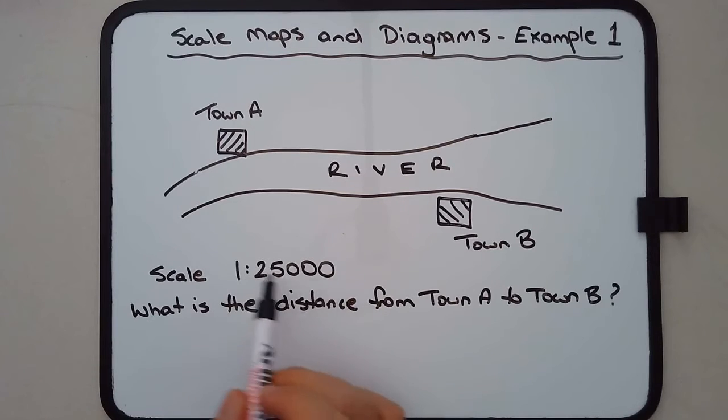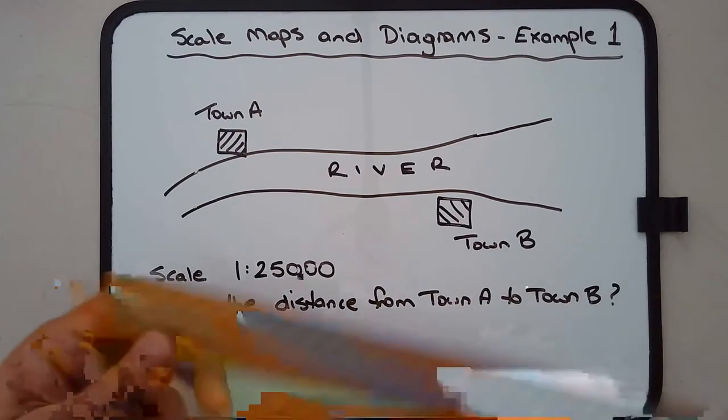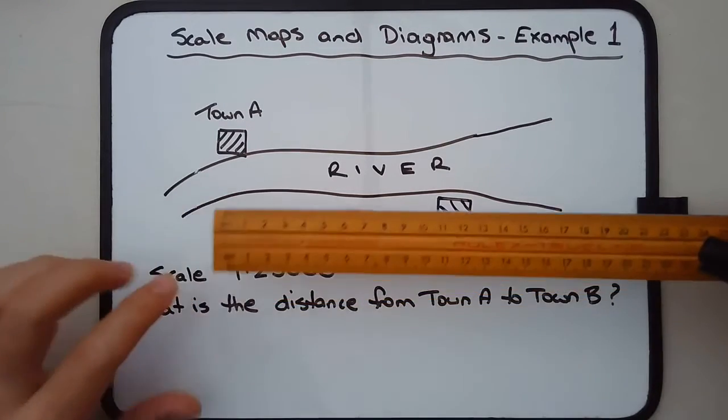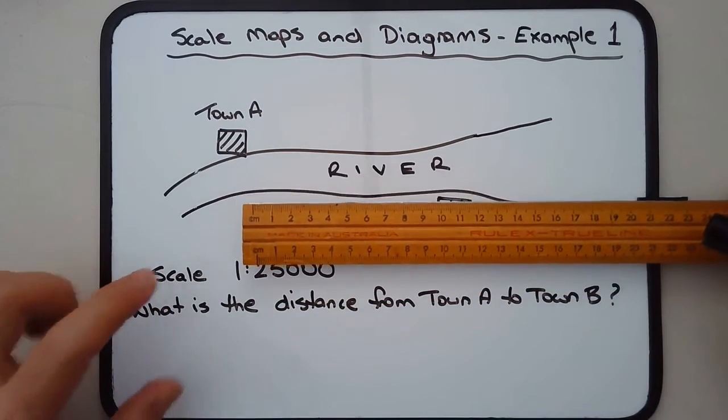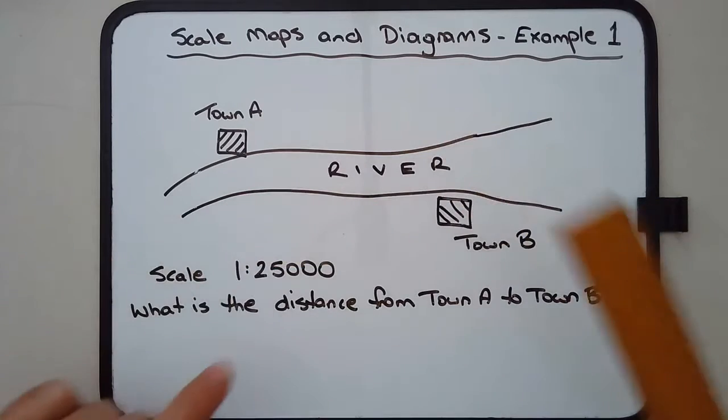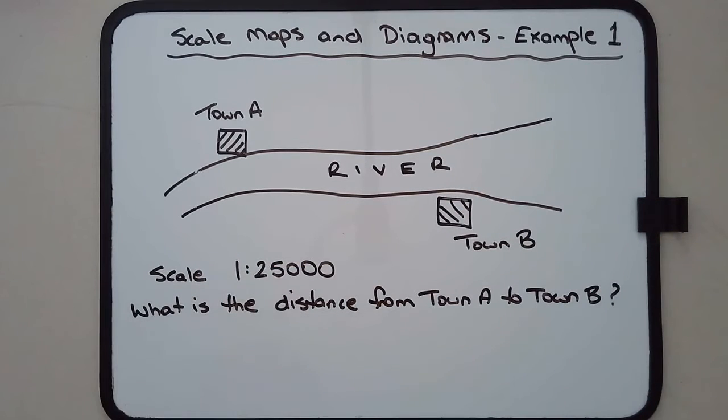So what this means is that for every centimetre on the map, every centimetre on the map represents 25,000 centimetres in real life. Okay, so the question is, what is the distance from town A to town B?